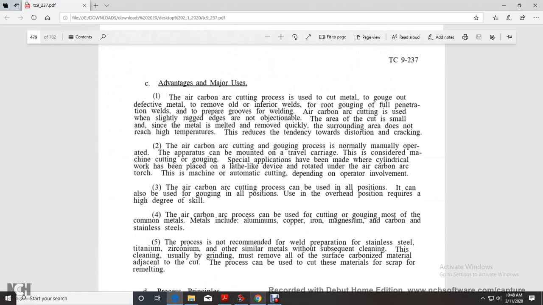Advantages and major uses. Air carbon arc cutting is used to cut metal, to gouge out defective metal, to remove old inferior welds, for root gouging of full penetration welds, and to prepare grooves for welding. It is used where slightly ragged edges are not objectionable. The metal is cut in small sections and removed quickly. The surrounding area does not reach a high temperature, which reduces the tendency toward distortion and cracking.